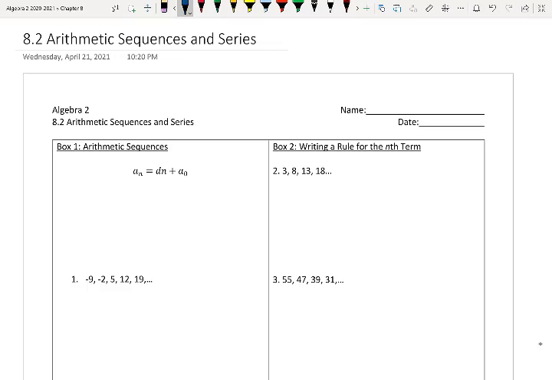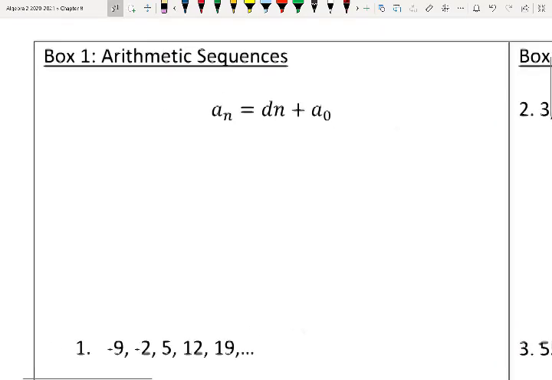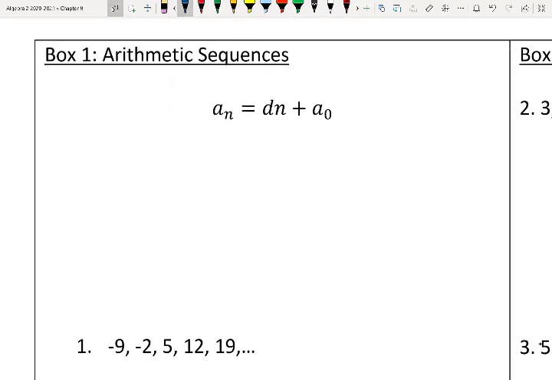So today we're looking at arithmetic sequences. And if you remember, an arithmetic sequence is basically a linear function, a linear equation, but turned into a sequence. We have a constant addition or subtraction happening from one term to the next in my sequence. So this is the formula that we will use.